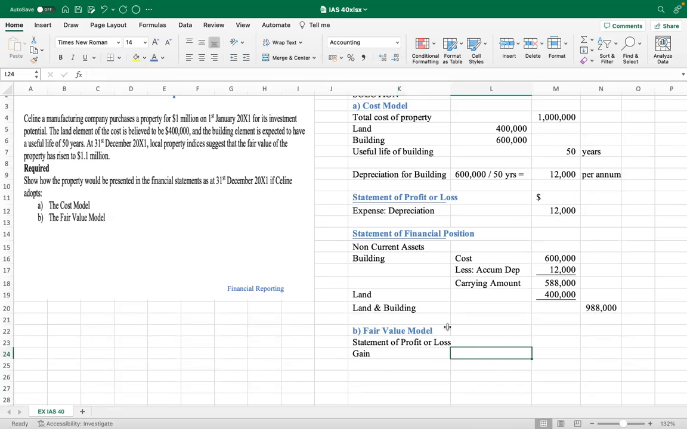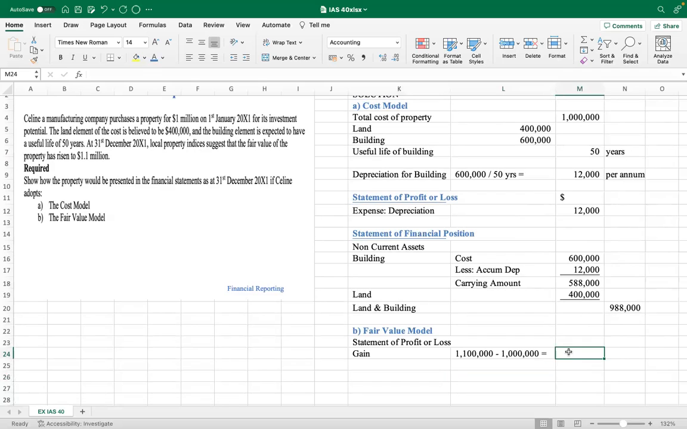And the gain, how do you get it? The fair value is 1.1 million. You can see here. You will take 1.1 million minus 1 million, which was the cost, to give you a gain of 100,000.